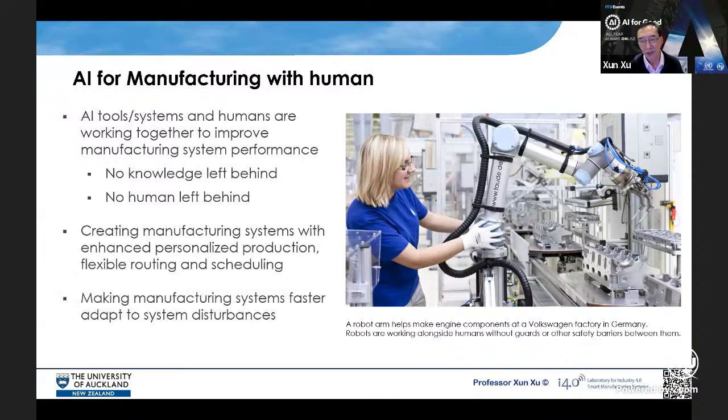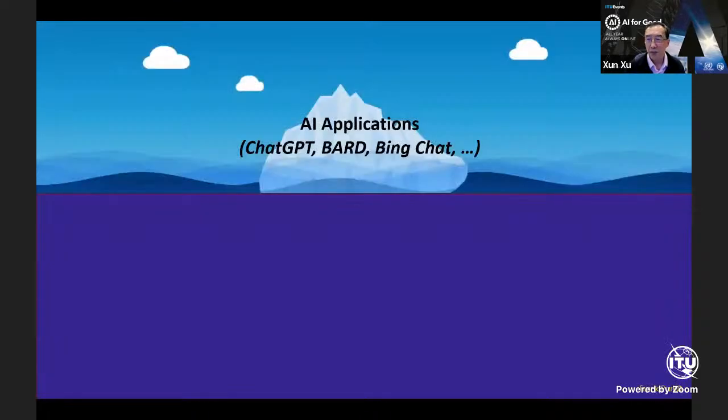And making manufacturing systems faster and more adaptable to system disturbances. So there's a flexibility that can be gained by having people in the loop or in the factory, and not just automating everything. So I'm gradually moving into the AI area, acknowledging I'm not an AI expert, but I have come across some really shrewd researchers and experts in this area.